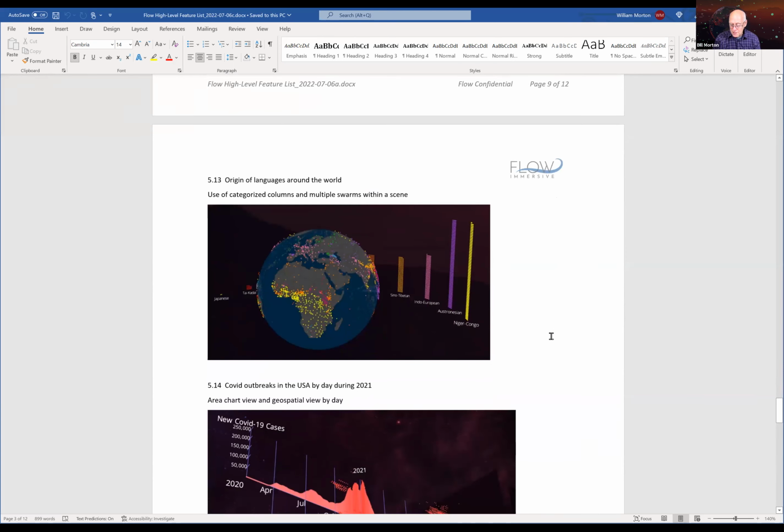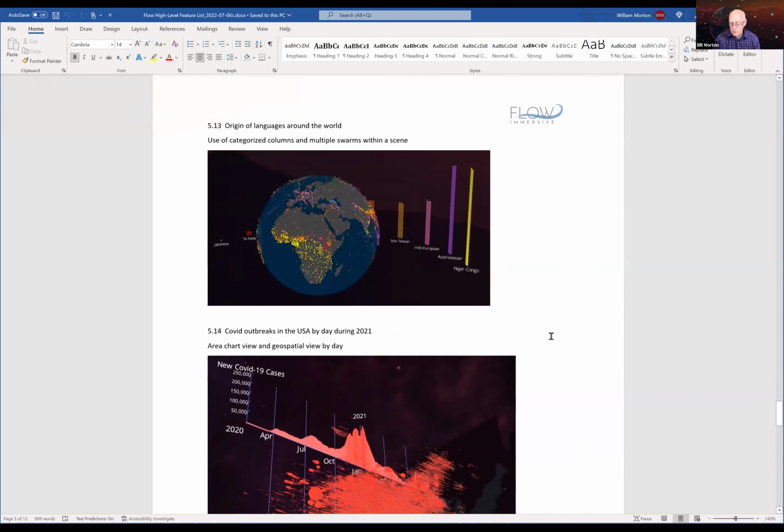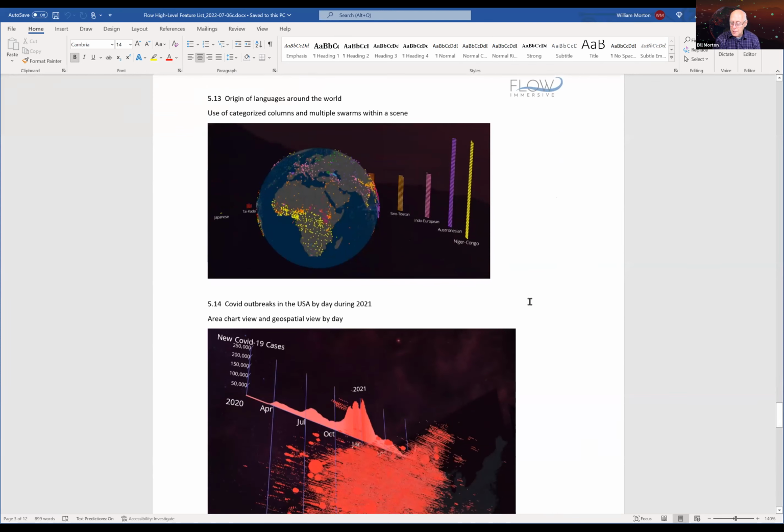Okay, this next flow was also put together by one of our customers. It was a demonstration flow, and the topic that was of interest to this author was the origin of languages around the world. What the author did in this case was use a very attractive way of expressing a couple of different concepts all in a single step, using two different charts.